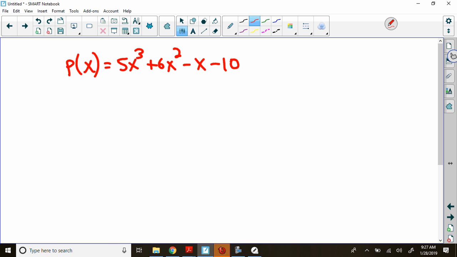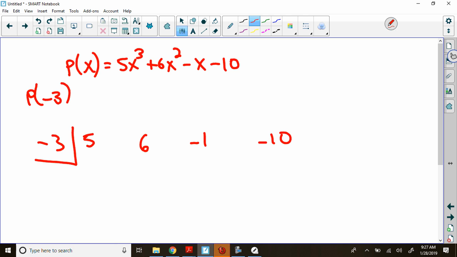So the coolest thing ever was to find p of -3. I'm going to make a box. Watch what I put in the box. I'm going to put the -3 in the box. I'm going to put numbers next to that box, 5, 6, -1, and -10. Do you see where the 5 came from? Do you see where the 6 comes from? And so on? This is awesome.